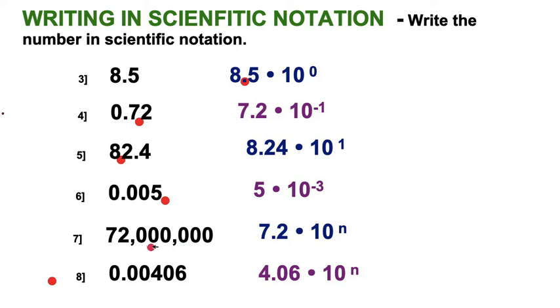Okay. How about this one? 3, 6. In slang terms, I would call that 72 million. But in scientific notation, I can only have one number or one non-zero digit in front of that decimal point. So I moved it over 7 places. Easy squeezy.